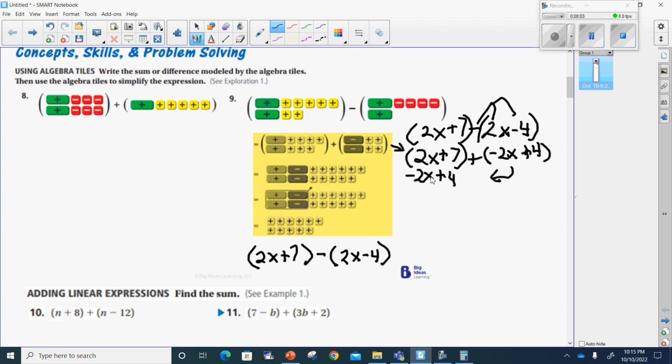And now we got to this point over here where this minus this is going to give me 0. And 7 plus 4 is going to give me 11. So my answer is 11 because the 2x minus 2x got rid of itself. So that equals 11. That's how you solve it, using your tiles and your formula.